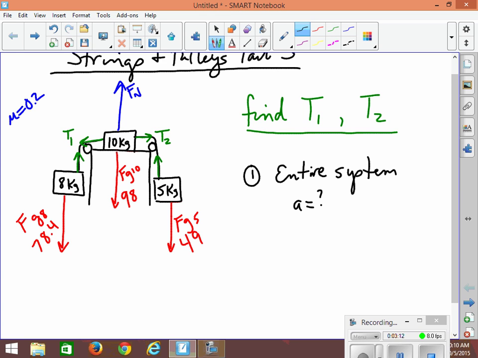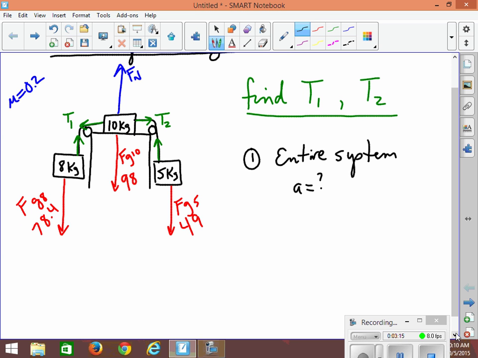If we look at the entire system as a whole, we're going to change our reference frame. We're going to look at the up and down, but then we're going to look at our x as if it's a clockwise, counterclockwise motion. So any forces that are making this system move in a clockwise fashion would be considered positive, and any forces that are pulling in a counterclockwise fashion would be considered negative. But our up and down forces on the y-axis are staying the same. So the y-axis is really just for the 10 kilogram block.